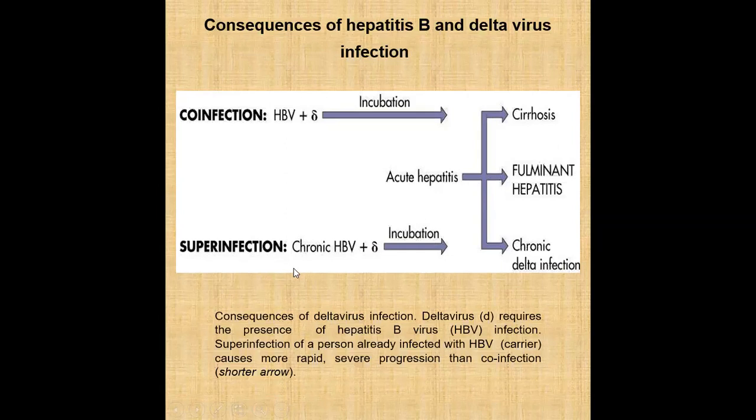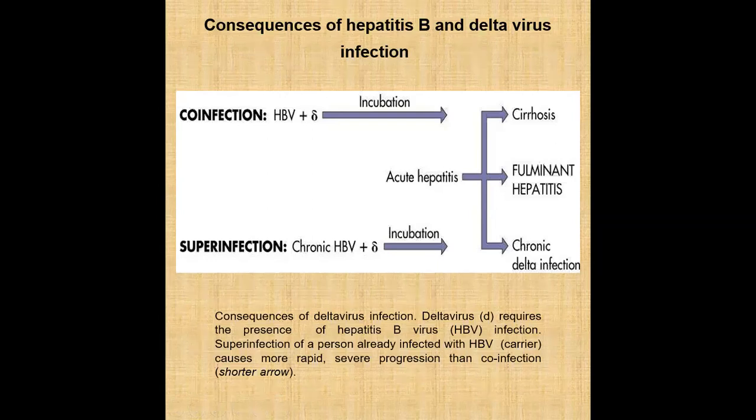In case of superinfection, chronic hepatitis B virus along with the Delta virus, the incubation phase should occur, and chronic Delta infection occurs. In case of co-infection, only the cirrhosis condition should occur, but in case of superinfection, chronic Delta infection should occur.